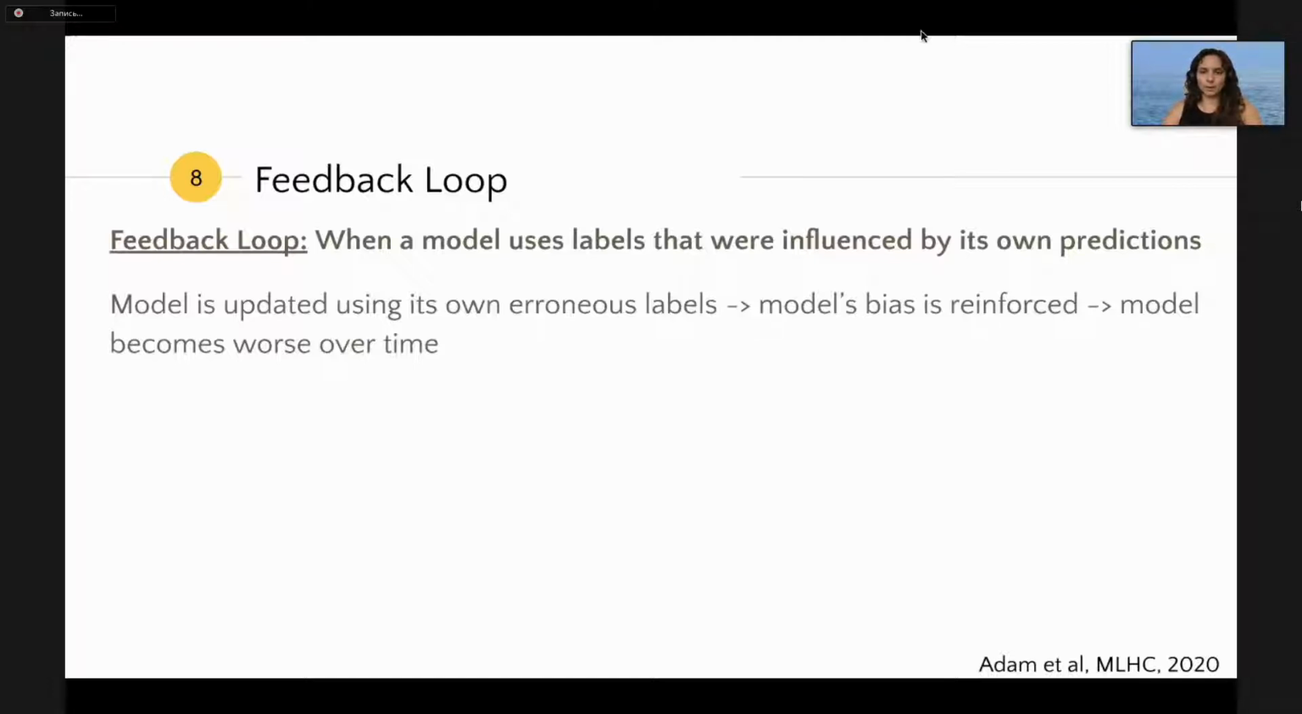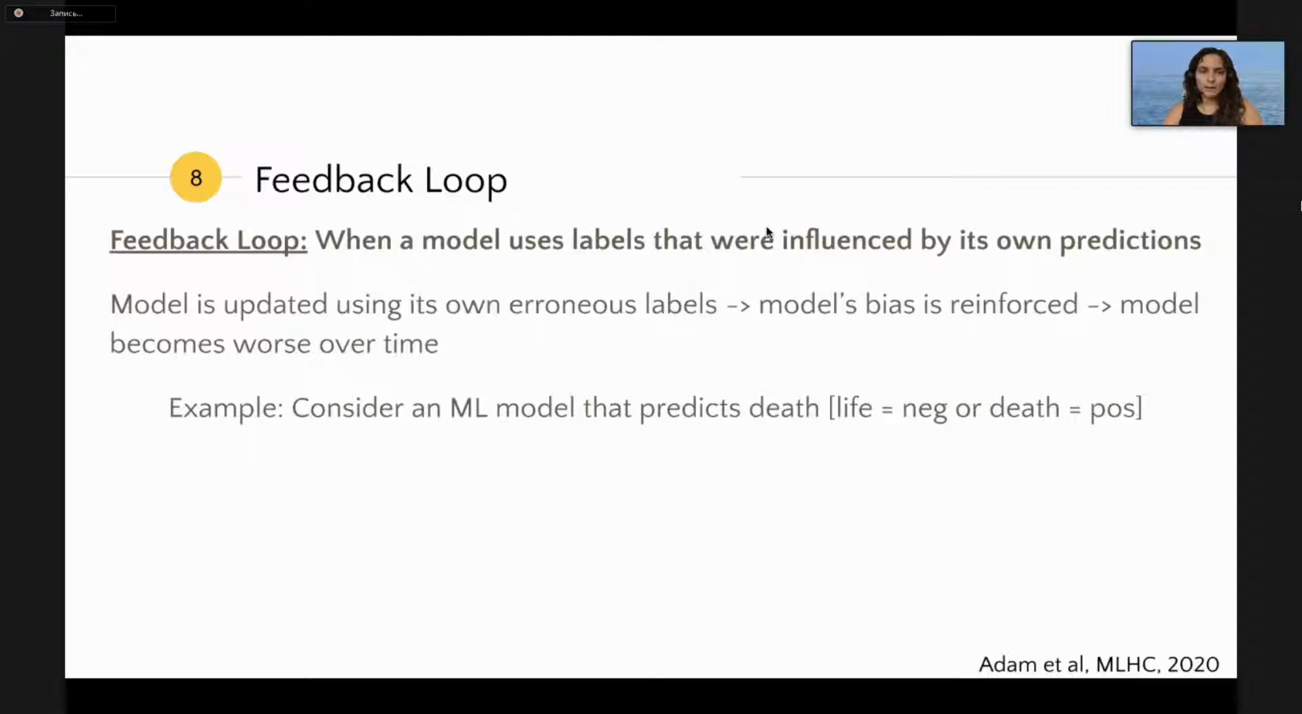So if you think about an example, right? Consider an ML model that tries to predict death. So in this case, death is positive, life is negative, so binary classification.